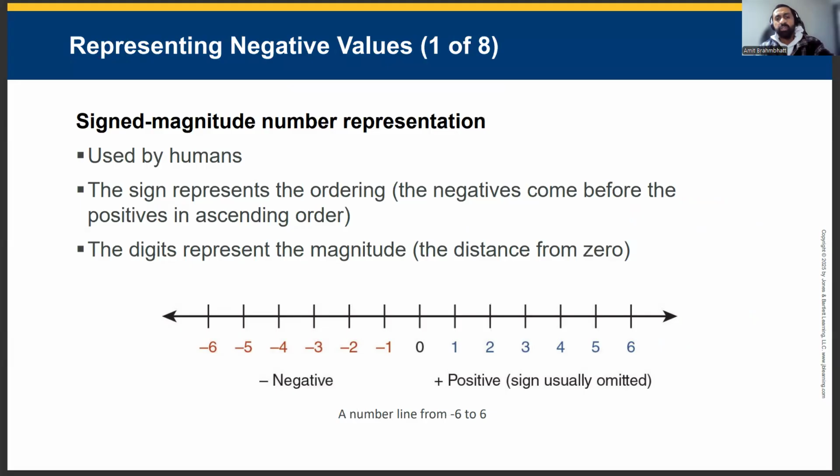In signed magnitude representation, one bit is used to indicate the sign of the number, positive or negative, while the remaining bits represent the magnitude or distance from 0. This mirrors how we think of numbers on a number line, with negative values appearing before positive ones.